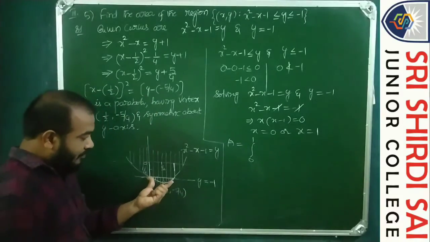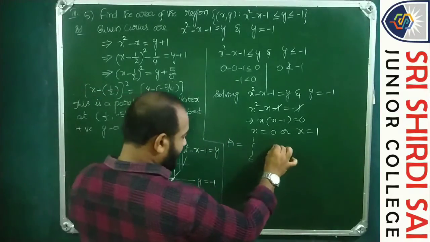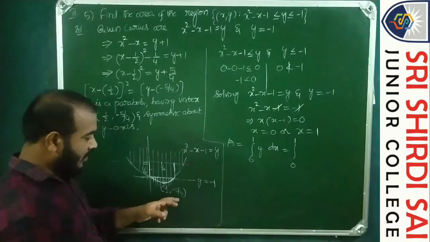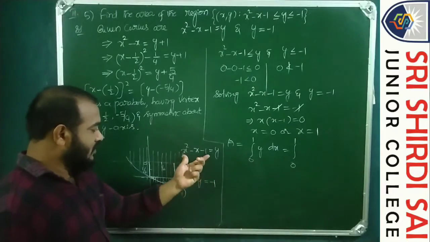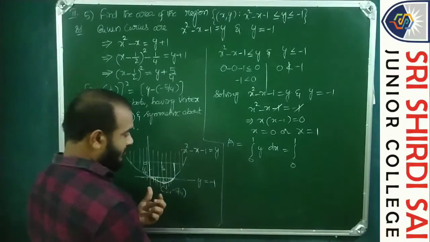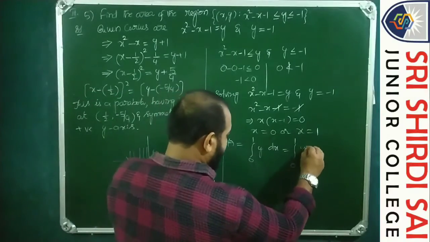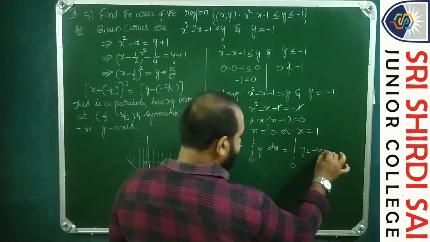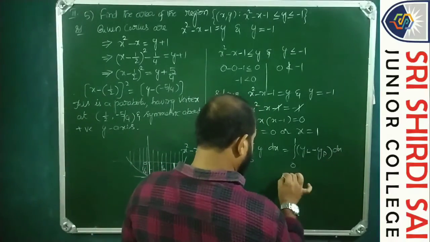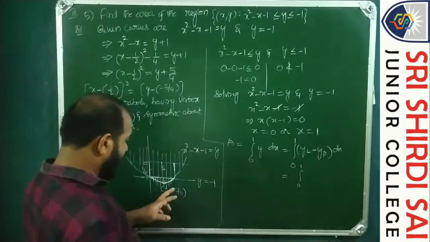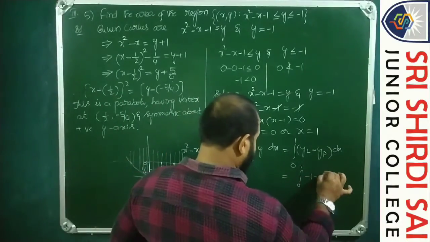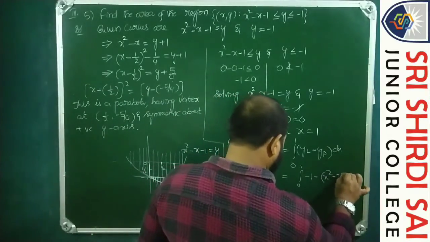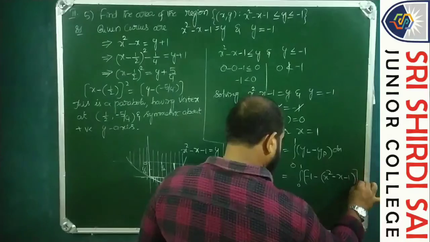Therefore, area is equal to the integral from 0 to 1, where 0 to 1 are the limits of x, of y dx. Two curves are there. First is the line y equals minus 1, and below it is the parabola. So the integral from 0 to 1 of the line, minus 1, minus the parabola, x square minus x minus 1, whole dx.